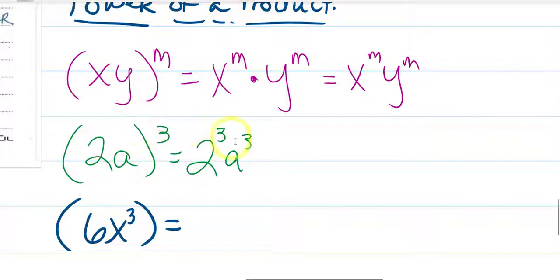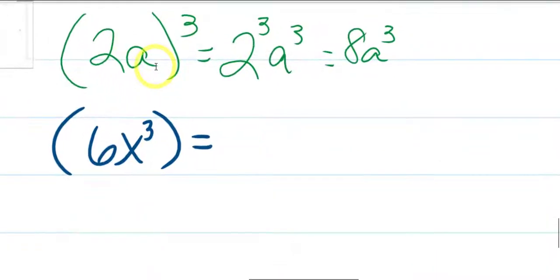And so I see that this is something that I'll be able to simplify a little bit more. If I'm being asked to simplify as much as I can, I write 2 cubed in standard form. That would be 8. And then the a to the third will have to remain in exponential form because I don't know the value of a. So either one of these is correct depending on how you're being asked to simplify the problem.